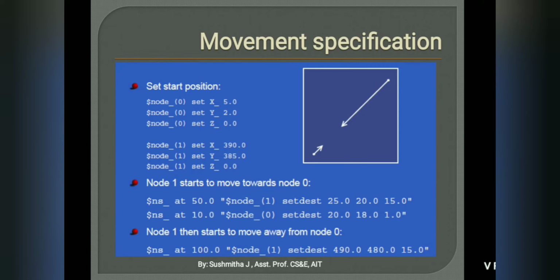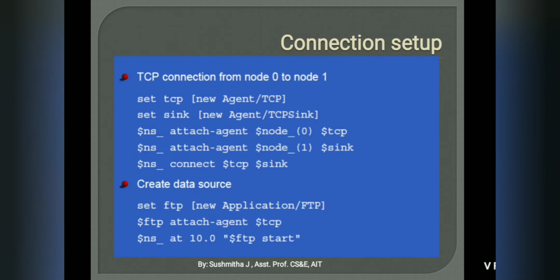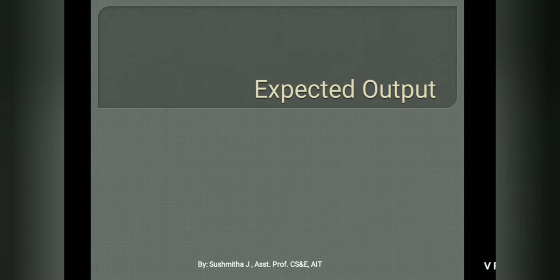So that is where we have to specify the movement specification in case of wireless simulation. The next thing is about the connection setup. This is as usual, as we have done previously in the other experiments. So you fix up the connection type and attach a connection agent, and then you create the source, and you attach the node to the agent.